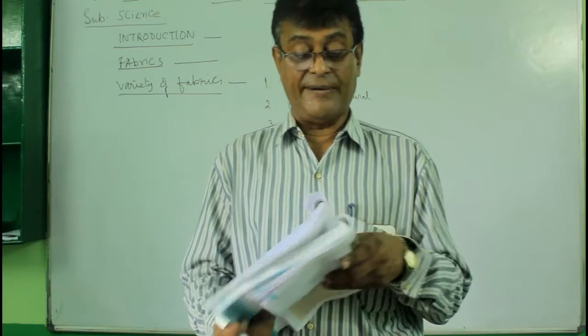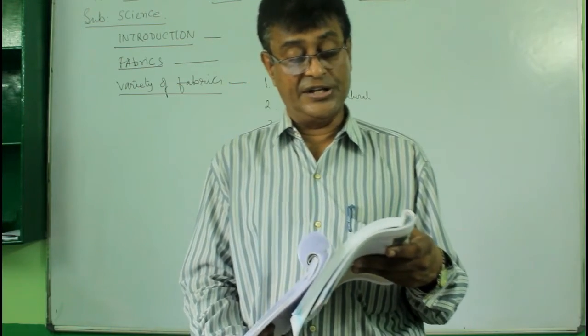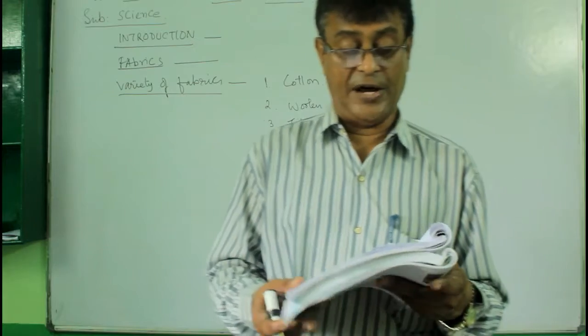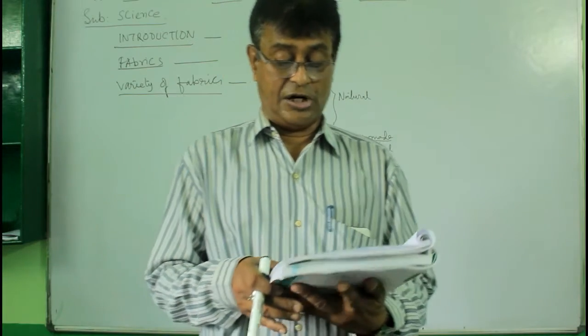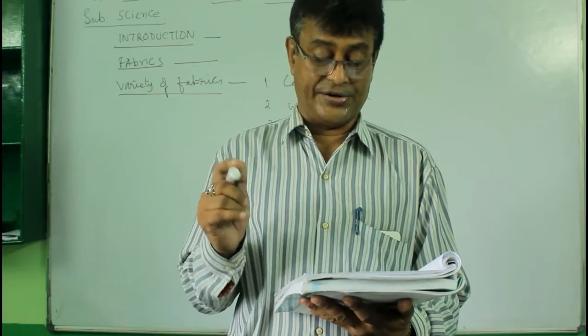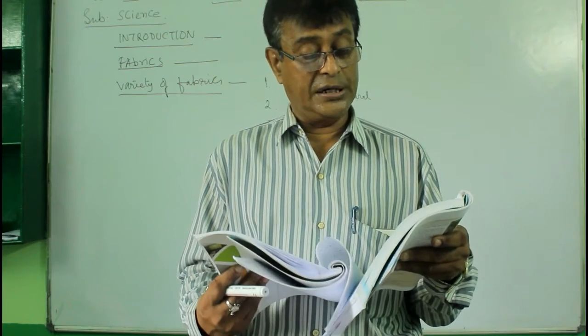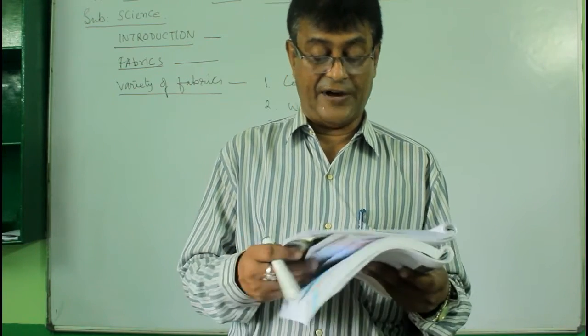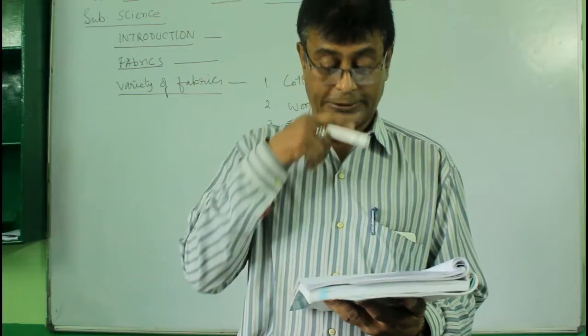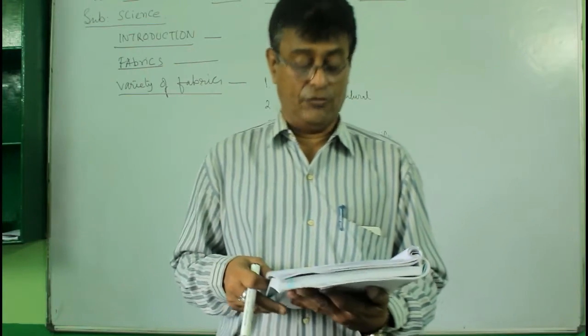Now question number 17 is state various uses of the cotton fiber. The various uses of the cotton fibers are making clothes and dresses, etc. Question number 18. What are the two steps involved in making the fibers from fabrics? The two steps involved are ginning and weaving.